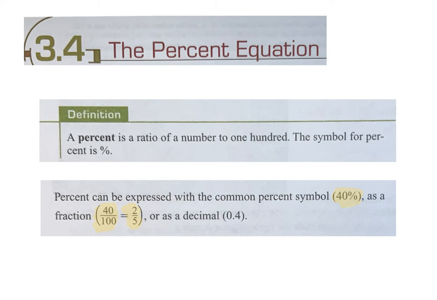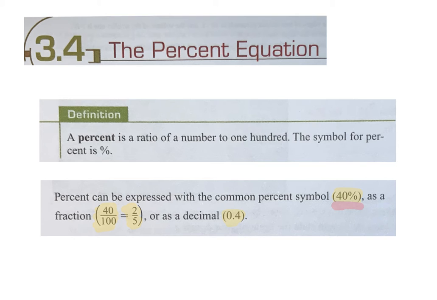Or it can also be represented as a decimal. To find the decimal, you literally just do the division. 2 divided by 5 is 0.4. And so there are 3 different ways to represent the same thing. 40% could be written just like that, 40%. You could write it as 2/5, or you can write it as 0.4. All right?